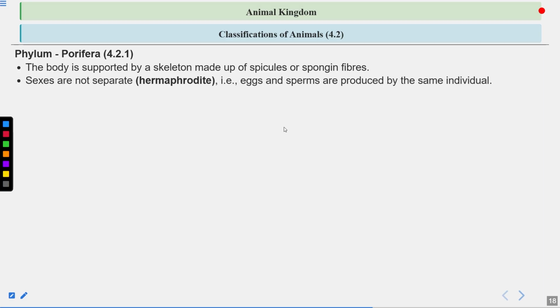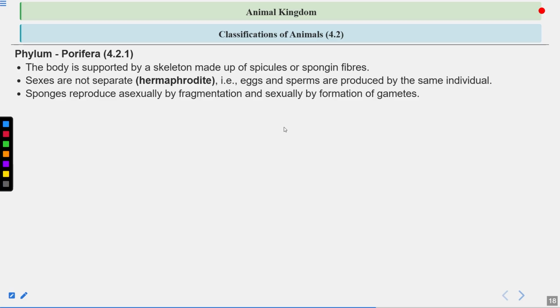Sexes are not separate, they are hermaphrodite. That is, eggs and the sperms are produced by the same individuals. So that is why the organism is considered hermaphrodite.